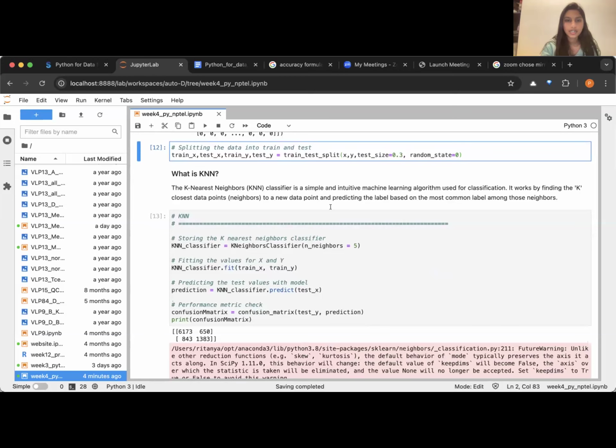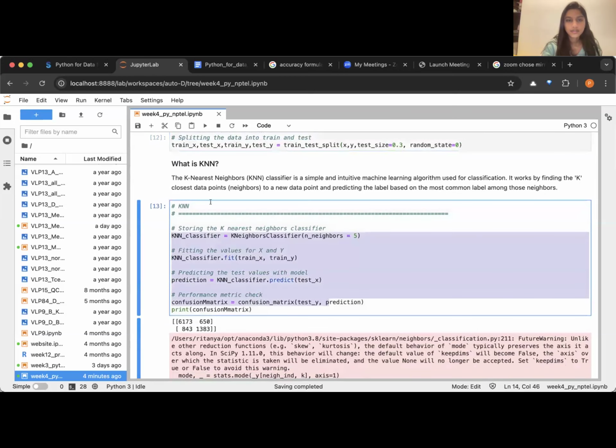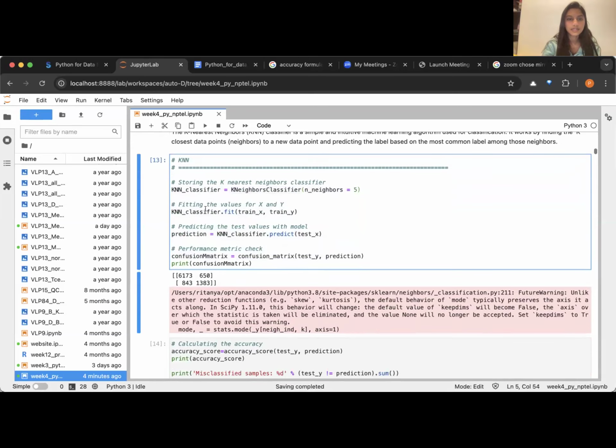This is the command that you use to run k nearest neighbor. You specify the number of neighbors you want, and you fit your training data set X and Y. Then you predict the test values with the model. You're using test X and you want to predict test Y. We already have test Y, those are the actual values for Y.